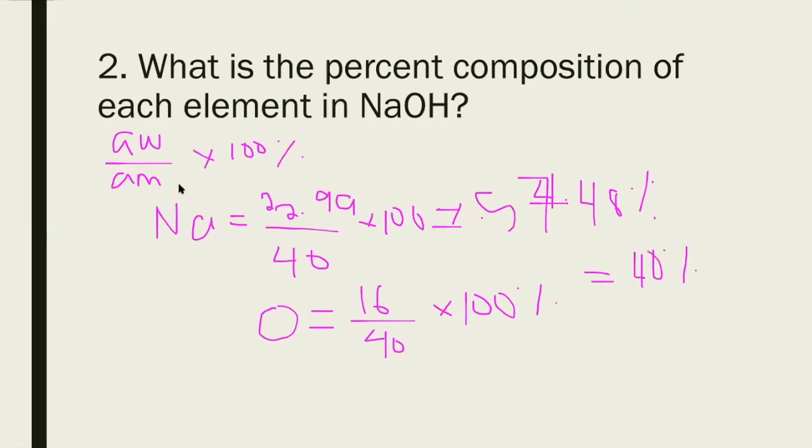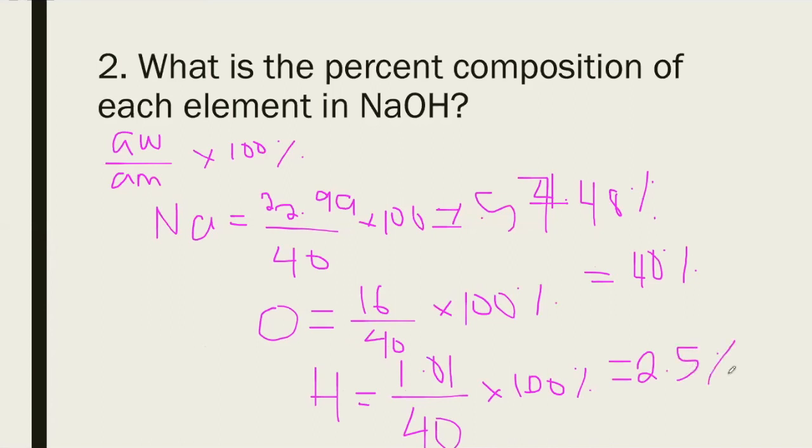And lastly, we have hydrogen. So that will give us 1.01 over 40 times 100%. So that gives us around 2.5%.